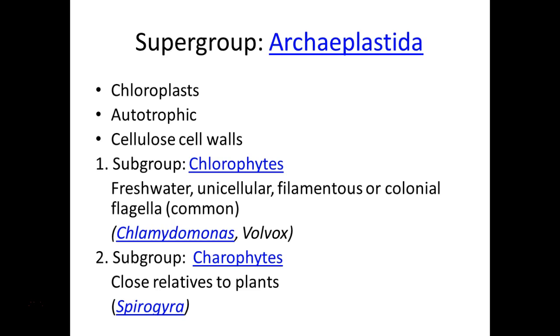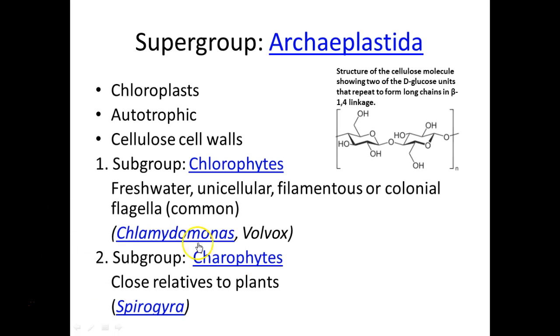Chloroplasts, right? They all can photosynthesize. They're all autotrophic. They can use carbon dioxide from the atmosphere to make their components. They all have cellulose in their cell walls. This sounds very similar to what other type of organisms we know about that photosynthesize? Plants, right? So these are your microscopic plants.